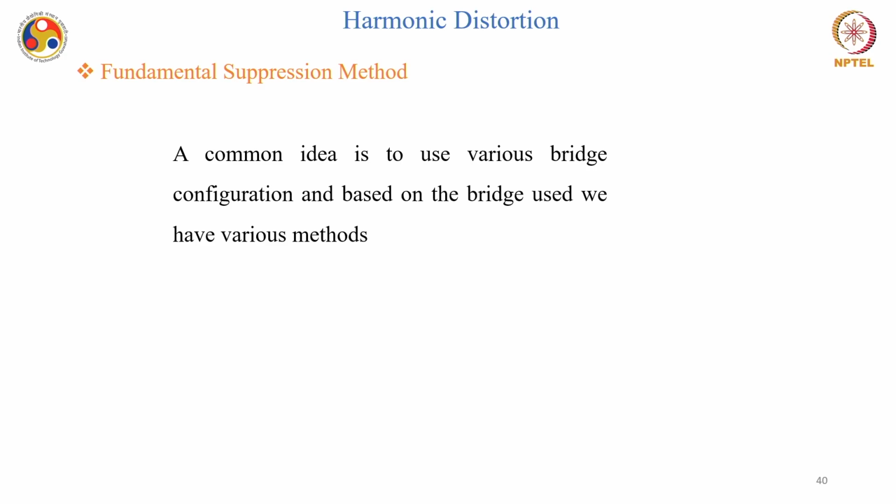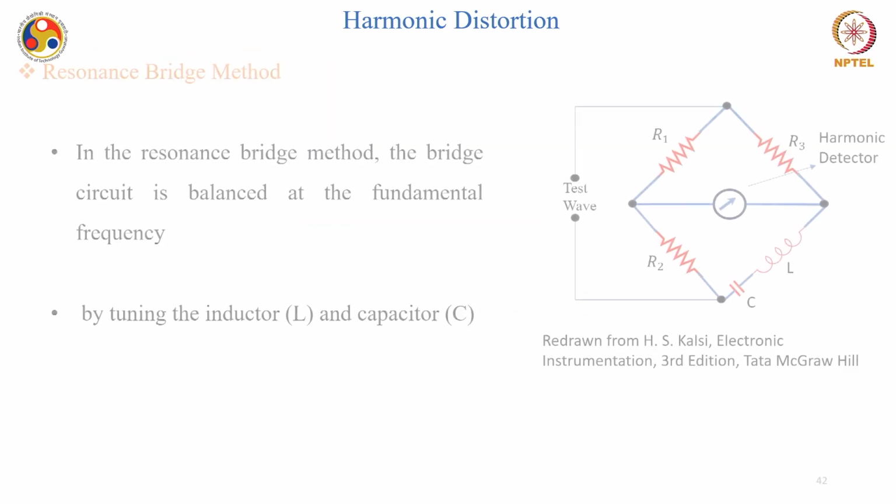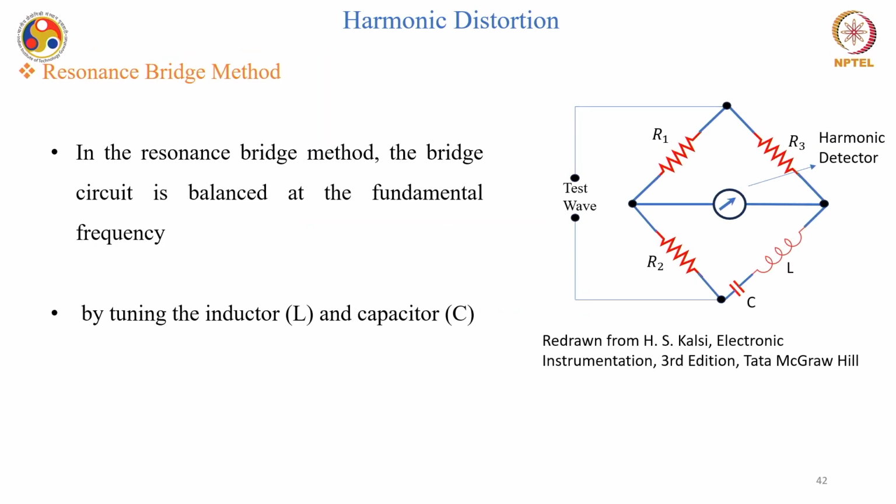A common idea is to use various bridge configurations, and based on the bridge used, we have various methods for measurement in the fundamental suppression method. We usually use 3 different bridges, and somewhere you may also find that fundamental suppression methods are of 3 types depending on what kind of bridge we use. I have a resonance bridge method, Wien's bridge method, and also a bridge T network method. Let's see them one by one.